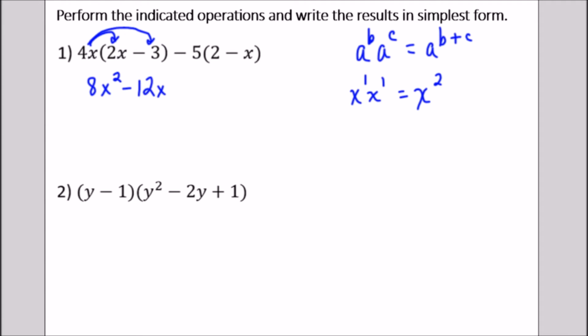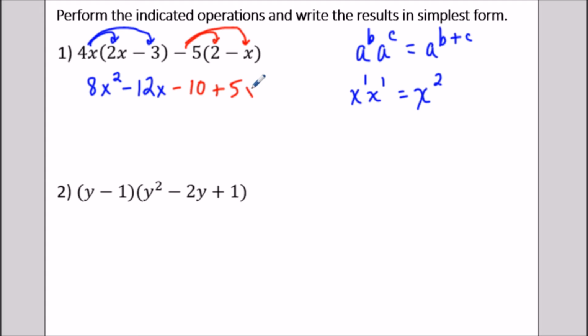Now for the next part of this, just be careful with the negative. A very common mistake here is that students only distribute the negative once, but you have to distribute it to both terms. So you have negative 5 times positive 2 is negative 10. And then negative 5 times negative x is positive 5x.